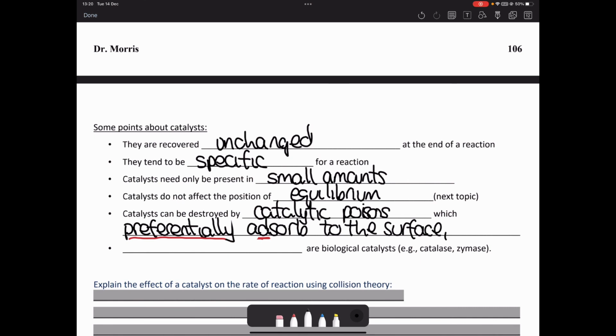and effectively they block reactants. So we have already done fuel. So our example from fuel was lead destroyed catalytic converters, and we'll talk about that on Wednesday's lesson as well. So lead is a catalytic poison, and you should be able to answer this. Biological catalysts. Enzymes are biological catalysts.